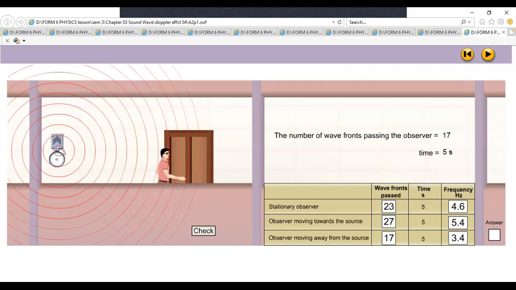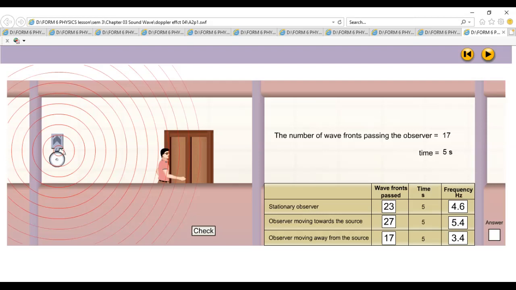which is 4.6. That means that when the observer moves towards the source, the frequency will become 5.4, which means higher. Whereas when the observer moves away from the stationary source, the frequency will reduce to 3.4 hertz. As a conclusion, when the observer moves towards the sound, the frequency becomes higher. When the observer moves away from the sound wave, the frequency reduces.